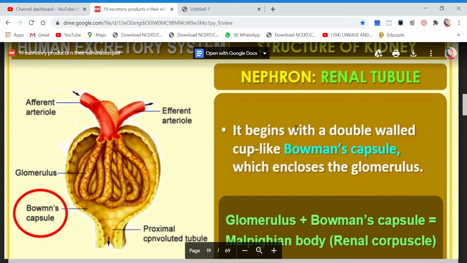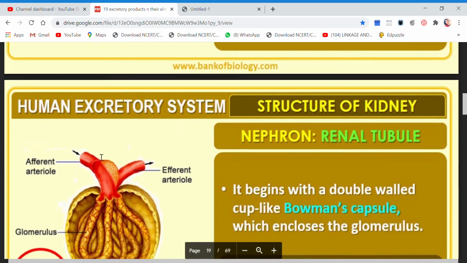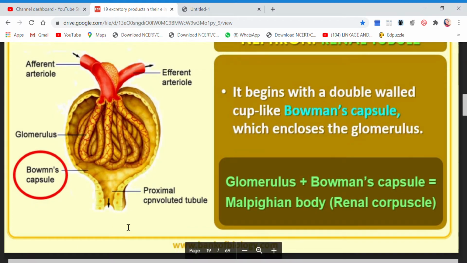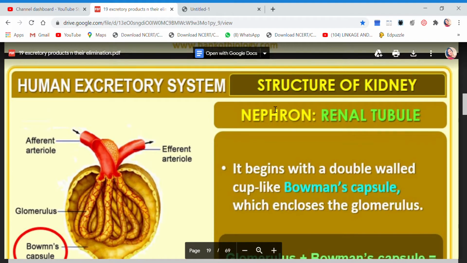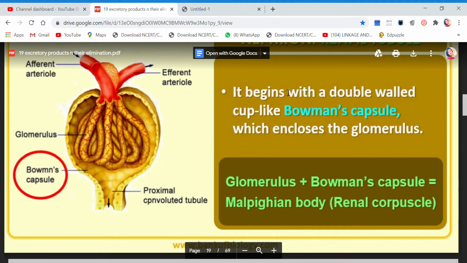So children, now begins the renal tubule. I told you that this is glomerulus and the cup-shaped structure is called Bowman's capsule. But you see one thing, that Bowman's capsule is in continuation with the tube. So from here, it is the beginning of renal tubule. Bowman's capsule will lead into the renal tubule.